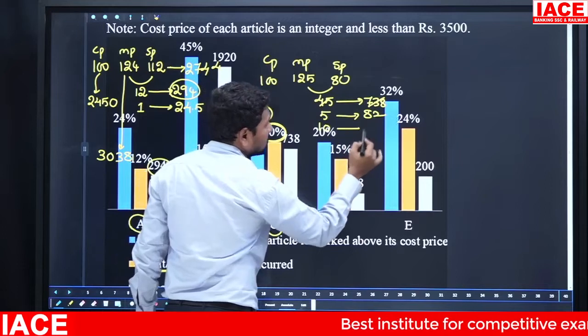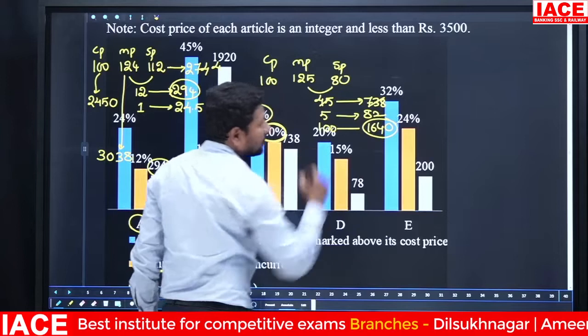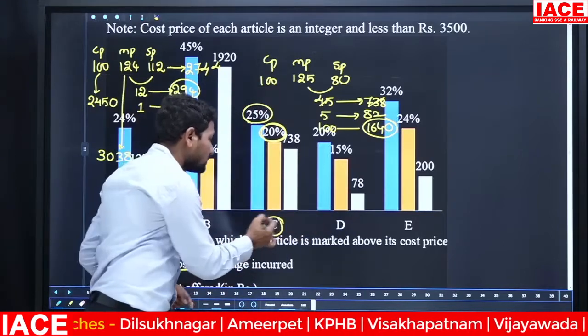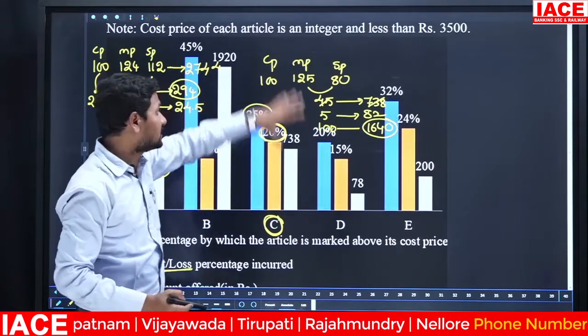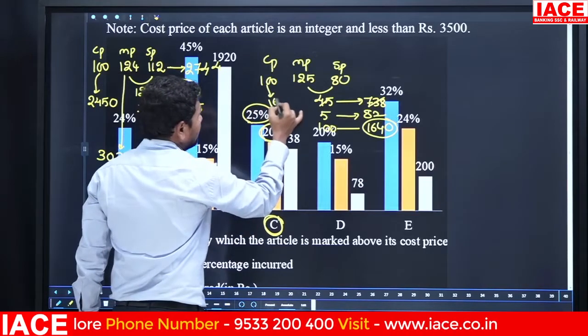10% is equal to 164, and 100 parts is equal to 1640 rupees. The cost price generated now is 1640 for the C product. It is less than 3500, which means it is completely applicable. Then 100 parts is equal to 1640.